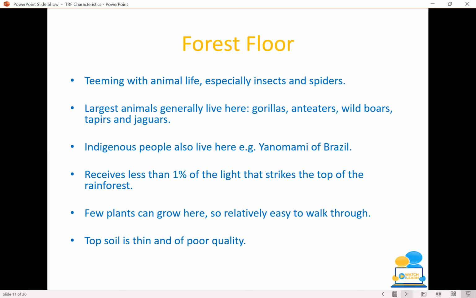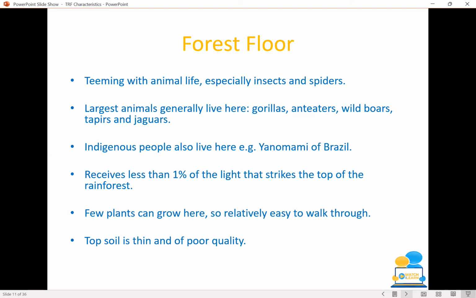Also, we've got indigenous people that may also live here, especially in parts of Brazil, although a lot less than were here before, unfortunately. Before European colonists came along to South America, we would have had millions of these indigenous people living here within the rainforest and on the forest floor. But due to colonists coming along and spreading diseases that they brought from Europe a number of centuries ago, a lot of these people unfortunately have died out. The largest such group would be the Yanomami people found in Brazil.